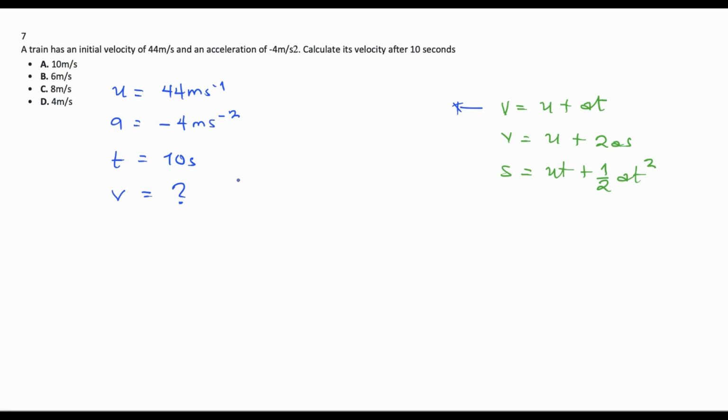So we have V, which is what we're looking for, is equal to U, which is 44, plus A, which is minus 4, multiplied by T, 10. So our V equals 44 minus 4 times 10, which is 44 minus 40. And 44 minus 40 equals 4. So our V is going to be equal to 4 meters per second. So after 10 seconds of a deceleration of 4 meters per second squared, our final speed is going to be 4 meters per second. And the answer here is D.